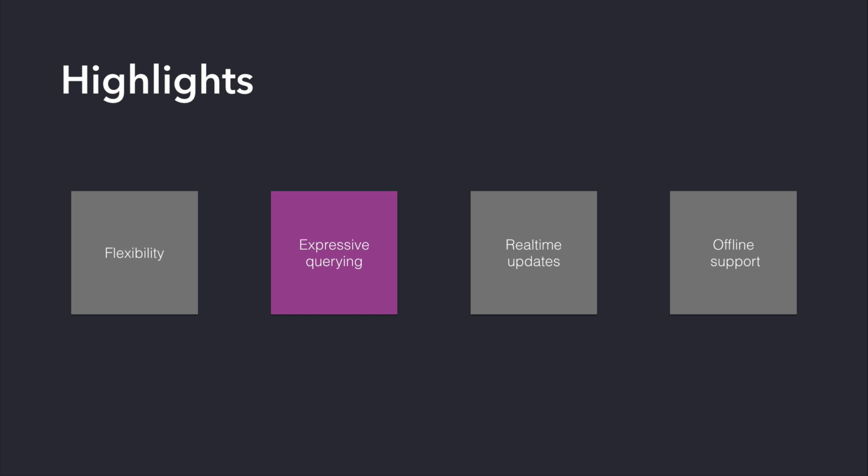Then we're having these expressive querying features. So in Cloud Firestore, you can use queries to retrieve individual specific documents, or you can use these queries to retrieve all the documents in a collection that match your query parameters. And your queries can include multiple chained filters and combine filtering and sorting. Another great thing are real-time updates.